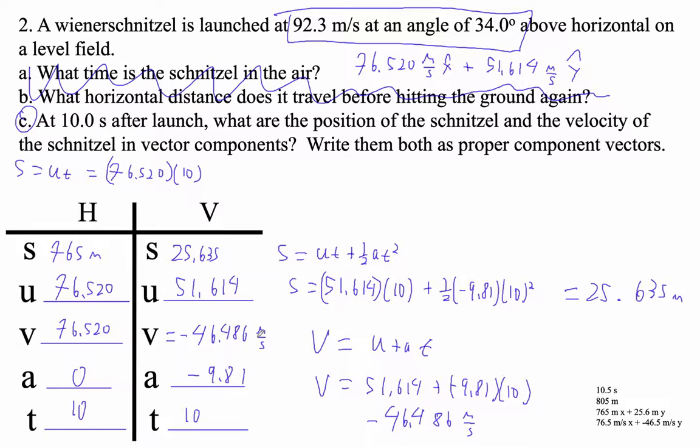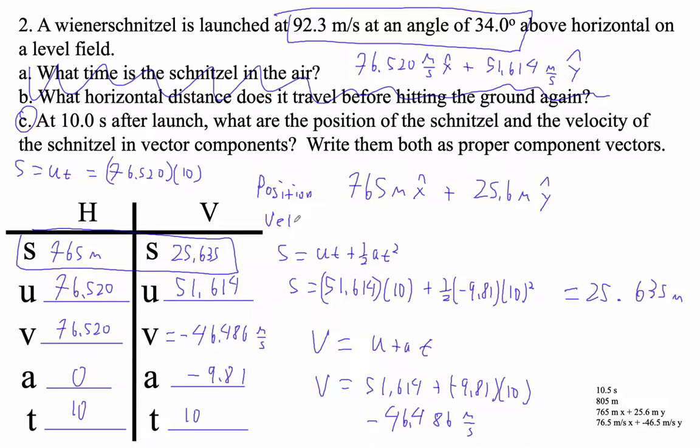All right. So now we have to write these as components. So the position is this, so I would say that it's 765 meters over plus 25.6 meters up. By the way, it's about to hit the ground. In half a second, this thing's going to hit the ground. So this is my position.